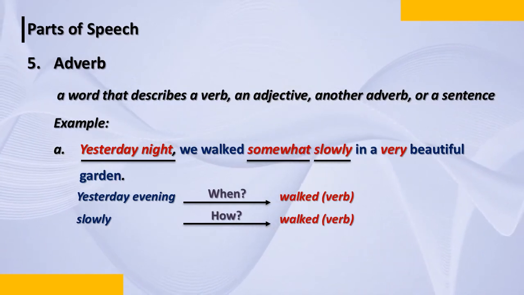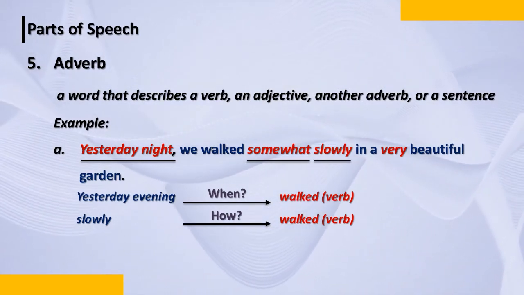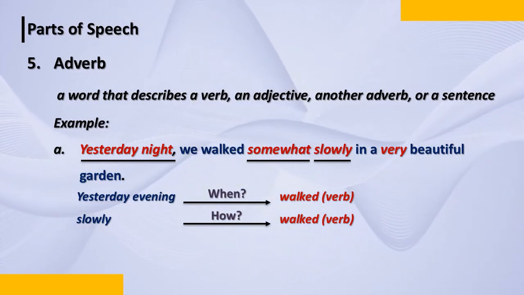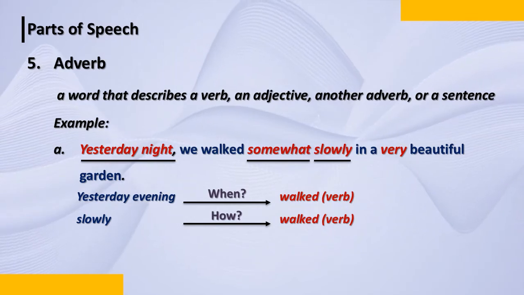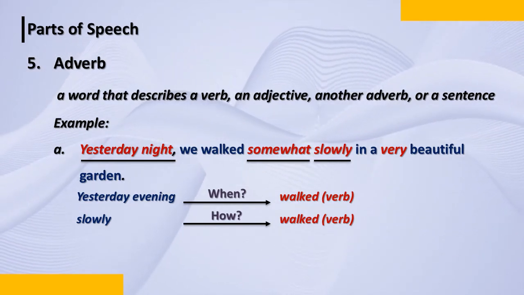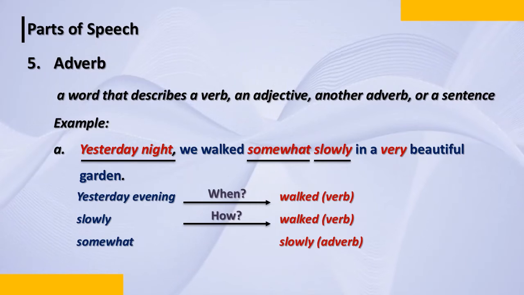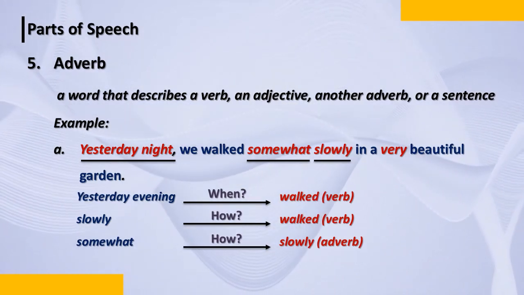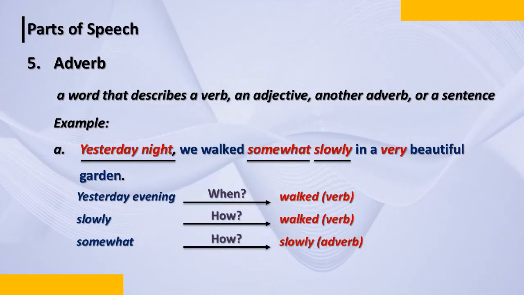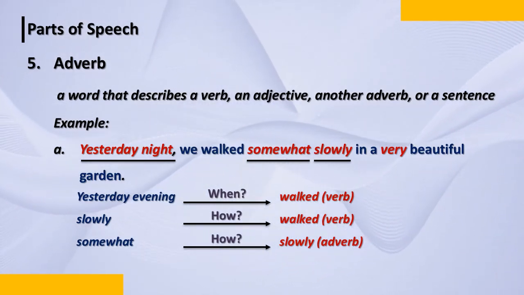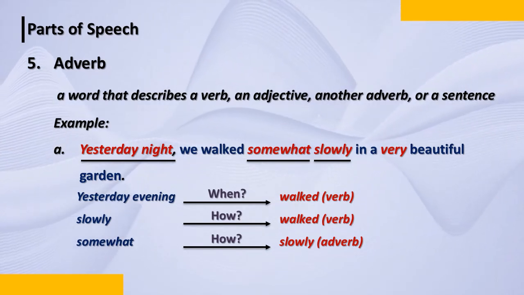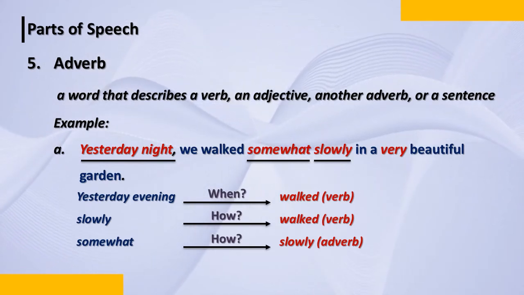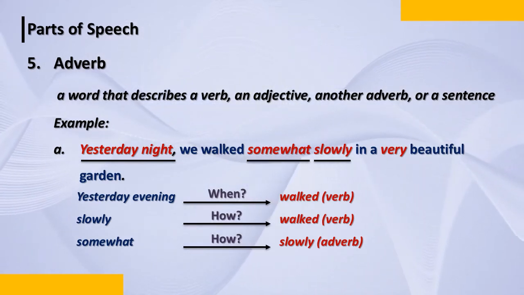There is a third one which is something called somewhat. Somewhat slowly. Somewhat, sometimes slow, sometimes a little fast. So the third adverb here is somewhat slowly, which is also talking about how. So yesterday evening is describing the verb, that is when. So here most of the time we use when, how, what, where, why. We have these question words.